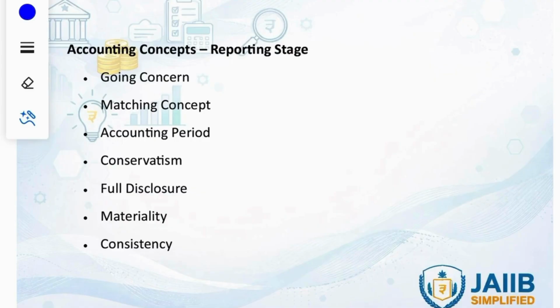At the reporting stage, we will discuss about going concern, matching concept, accounting period concept, conservatism, full disclosure, materiality, and consistency. Now let's discuss about each point one by one.